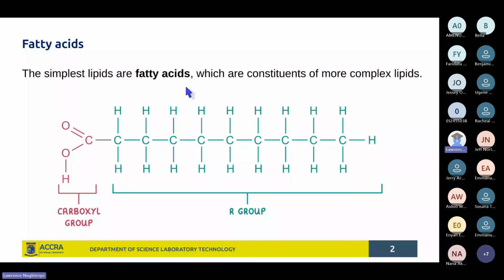Now, what are these fatty acids? When you look at the structure of fatty acids, you see there are two major parts of this structure. You have the carboxylic group, or sometimes you say it's a carboxylic acid group. Carboxyl group is understood. The COOH group, that's a carboxyl group. Of course, that is the group that gives it the name an acid.